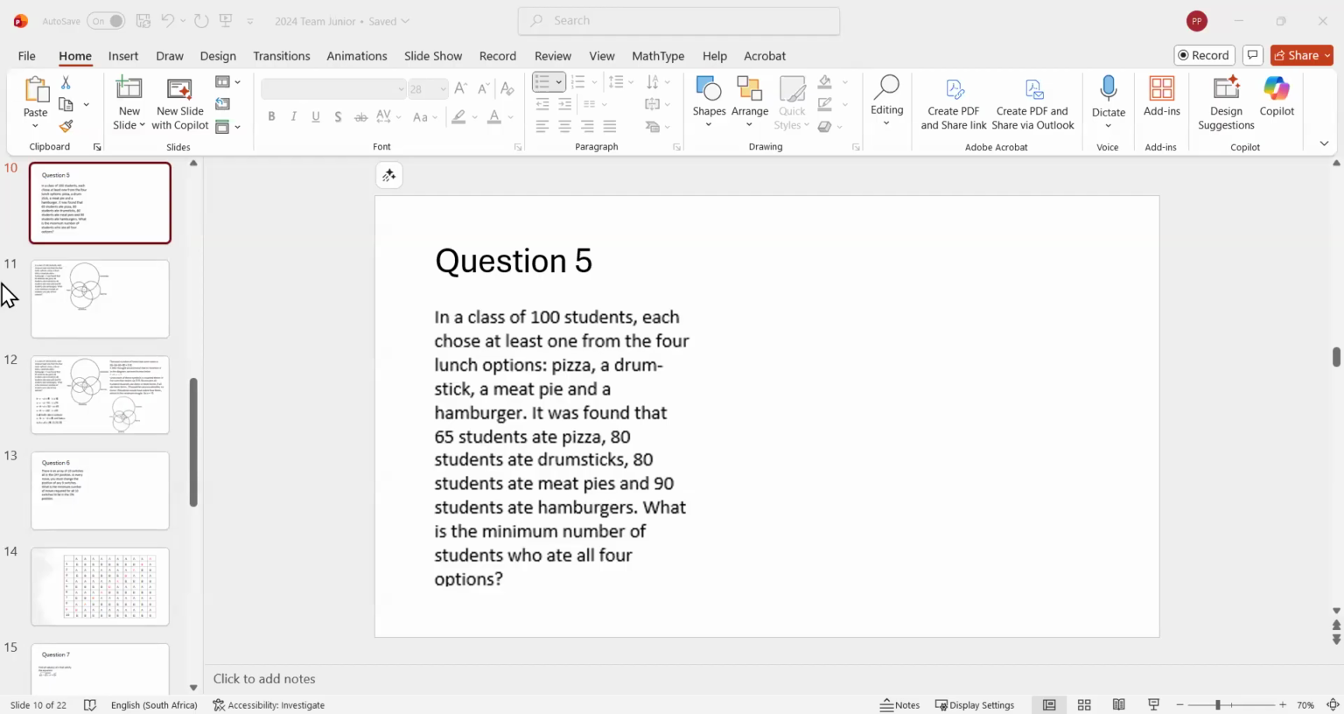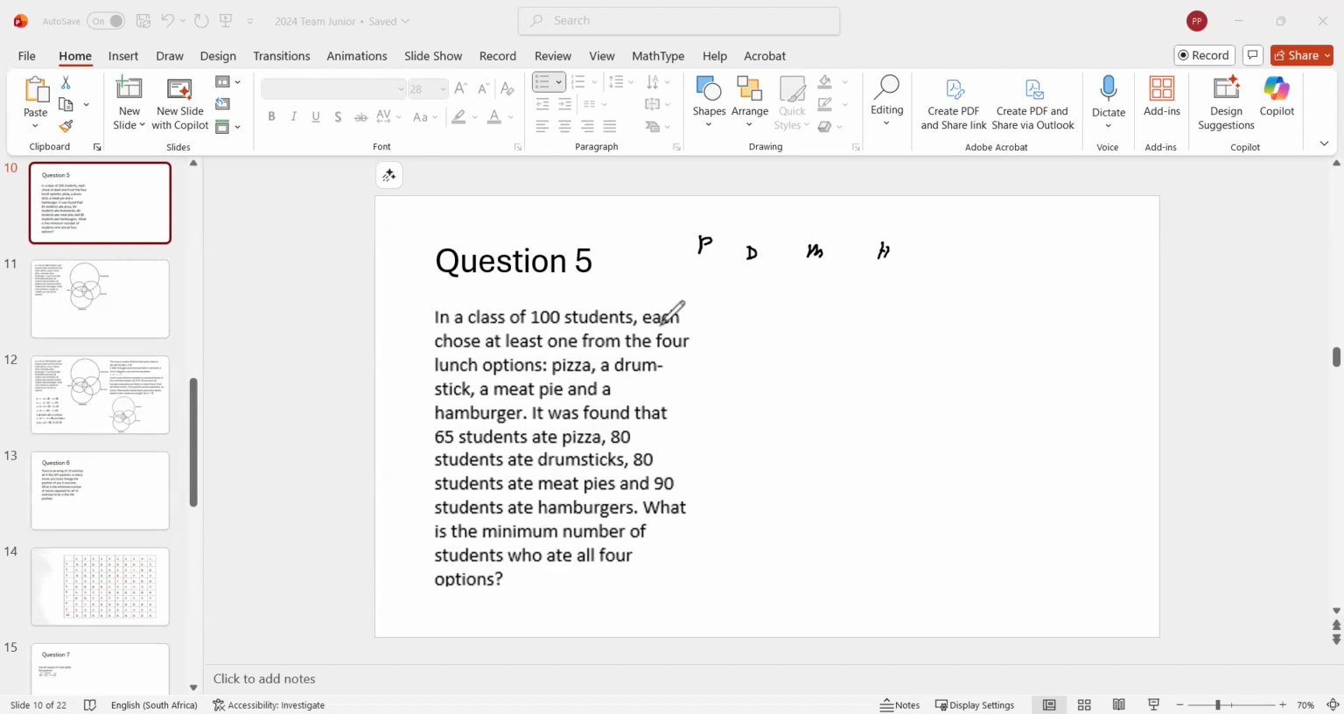So we can move on to question 5. Question 5 reads, in a class of 100 students, each chose at least one of the 4 lunch options. All right, so they had choices of 4 lunch options: pizza, drumstick, meat pie, and hamburger.